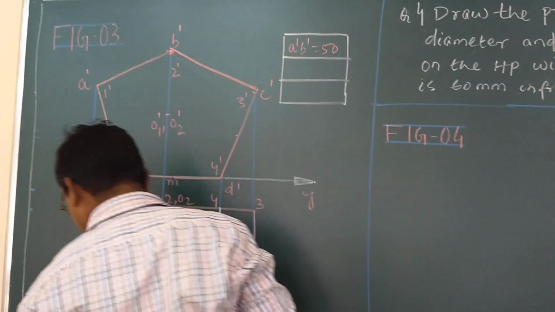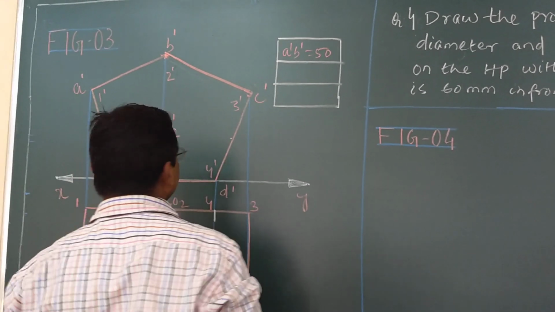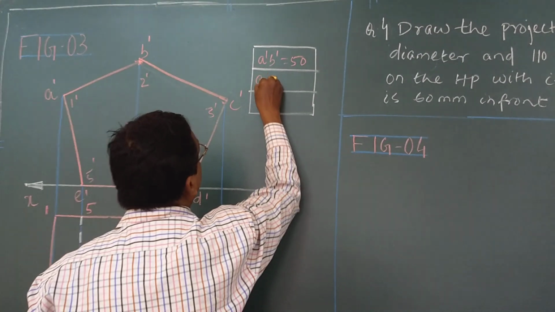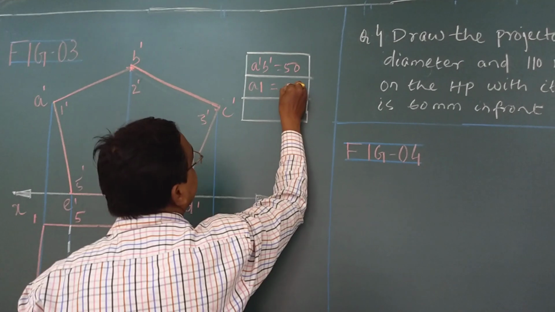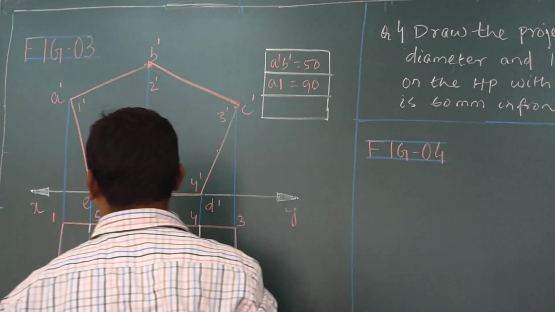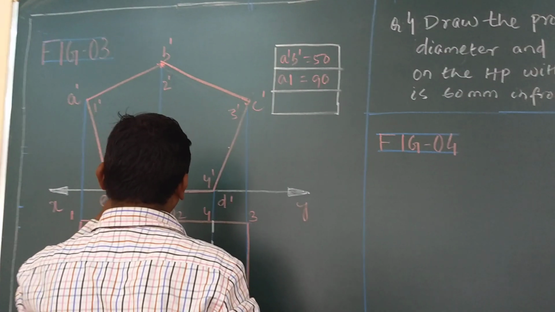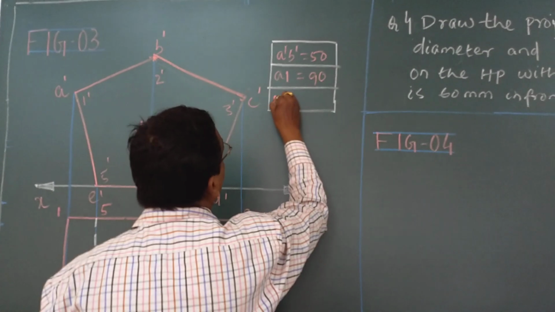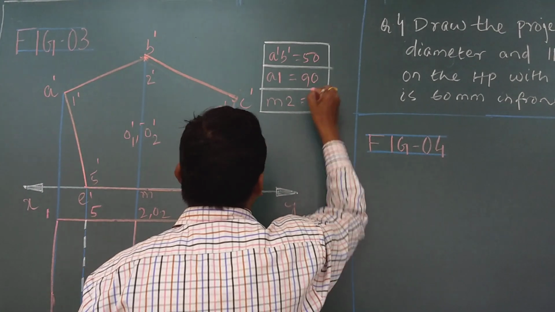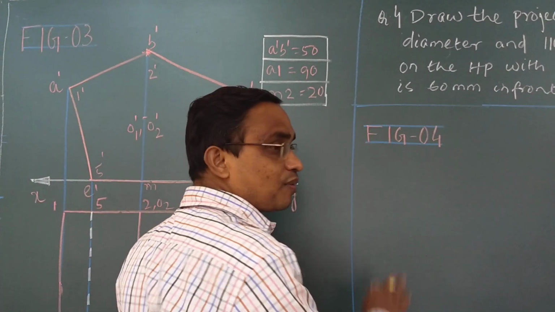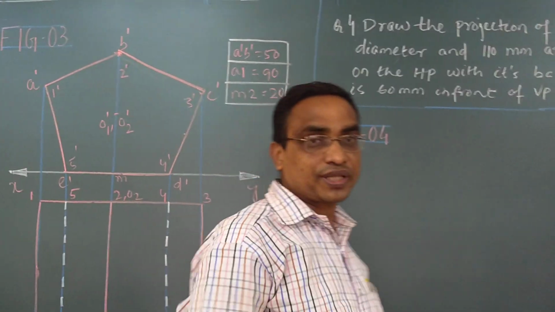Then A to 1, A1 is the 90 axis of the solid. Then M to 2 is 20. This is all about question number 3.